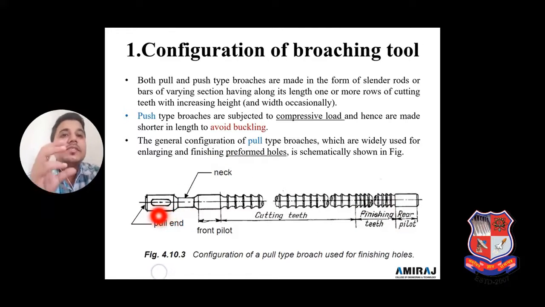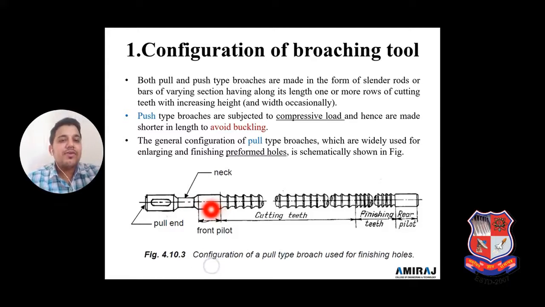The pull end is used for holding the tool in the machine, or we can say headstock, or cylinder. It will be a hydraulic or pneumatic cylinder. And this is the neck. The neck is used for fail safe. We know that two fundamental things are there, safe fail and fail safe. So when the tool fails, it will fail from this small grooved area, called the neck.